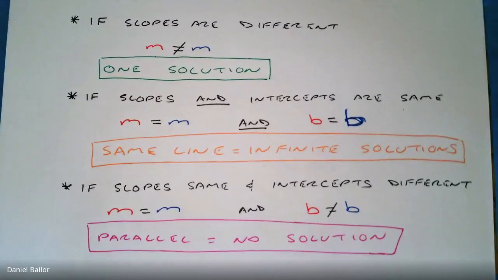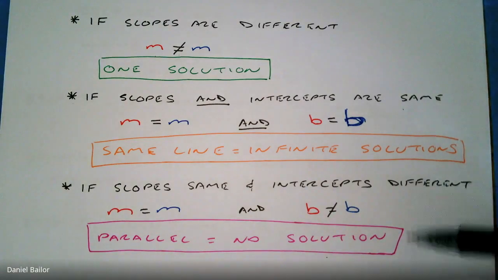Third situation, what happens if the slopes are the same and the intercepts are different? So red M equals blue M, but red B does not equal blue B. Well, if the slopes are the same and the intercepts are different, that means the lines are parallel. So there is no solution. Just like we saw in lesson 26, slopes are the same, intercepts are different, means parallel, means no solution. So this right here is pretty much lesson 26.